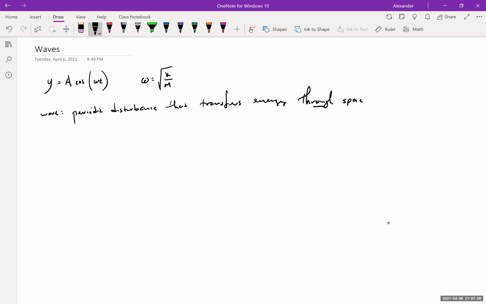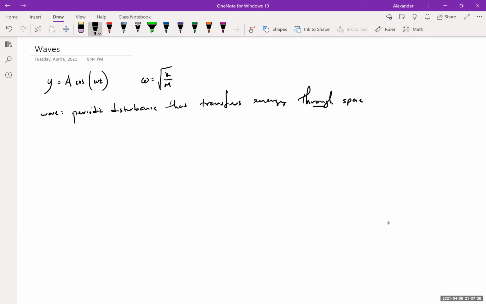It has to go through space, from one spot to another. Otherwise, it's not a wave. We just have an oscillation, which is no bad thing. But we have some periodic thing that is going to initiate the transmission of energy from one spot to another in space. We'll call that a wave.